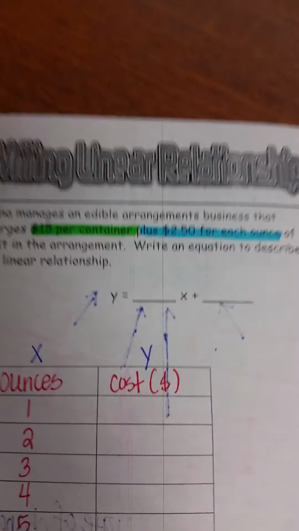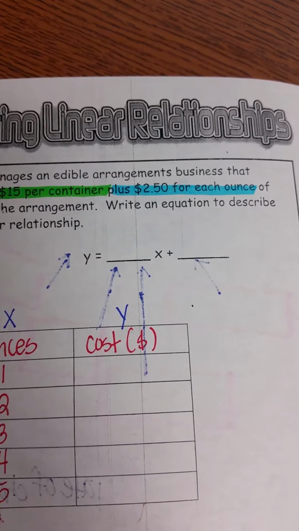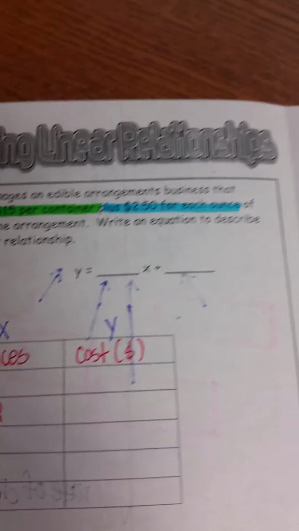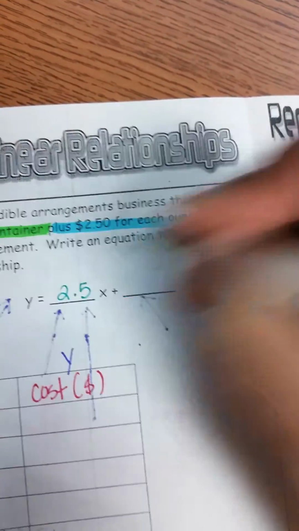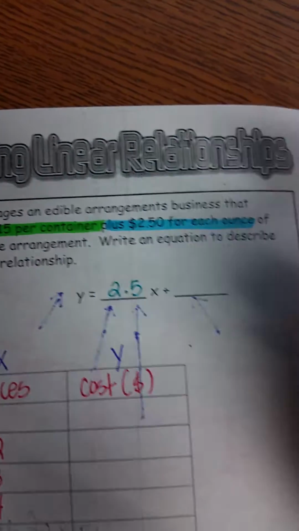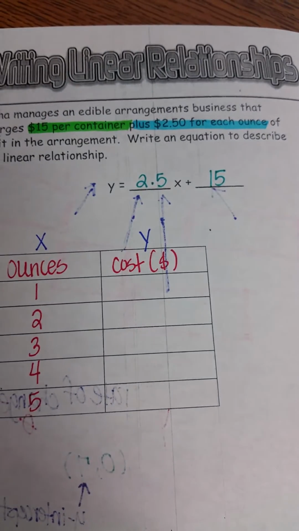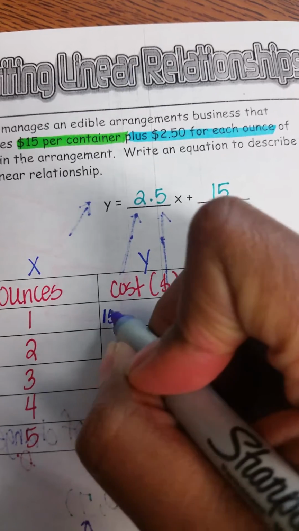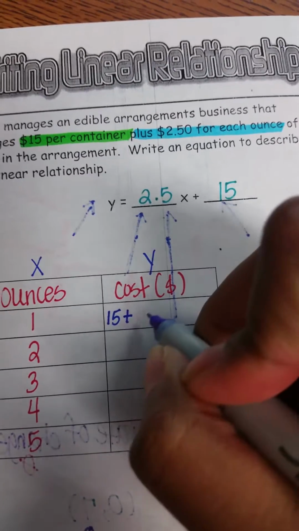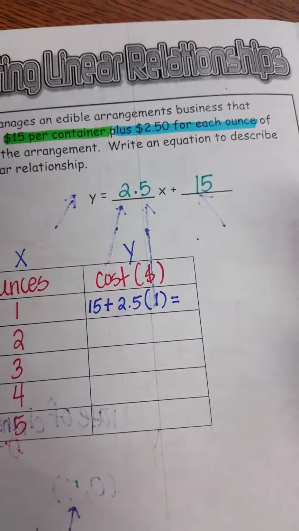Now it says $15 per container plus $2.50 for each ounce. So $2.50 per each ounce. If x is my ounces, it's 2.5 for each ounce, and you have plus 15 per container. So now I'm going to plug those values into my table here. I'm going to do 15 plus 2.5 times the 1, and I'm going to get my answer.